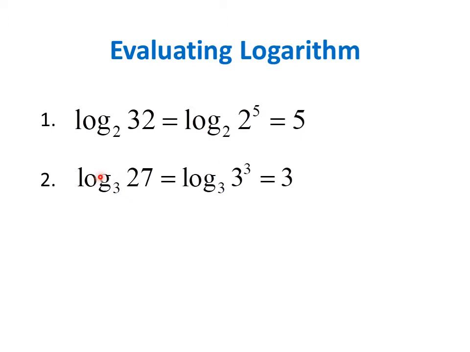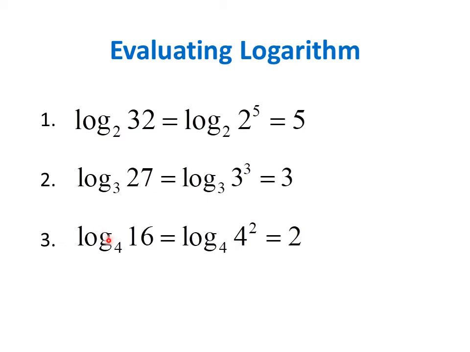Next, how about the log to the base 3 of 27? So, we have to ask, to what exponent do you raise the base 3 to get 27? Therefore, we have to rewrite 27 as the base 3 raised to some exponent. Okay, 3 times 3 is 9, times another 3, you get 27. Therefore, 27 is equal to 3 cubed. So now, to what exponent do you raise 3 to get 3 cubed? Of course, you have the exponent 3.